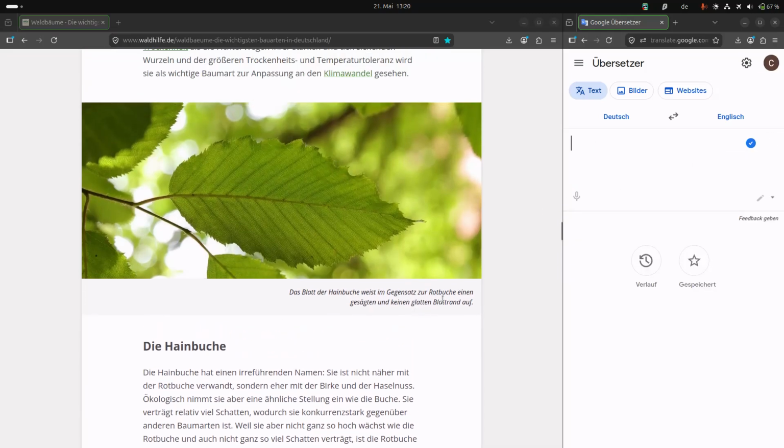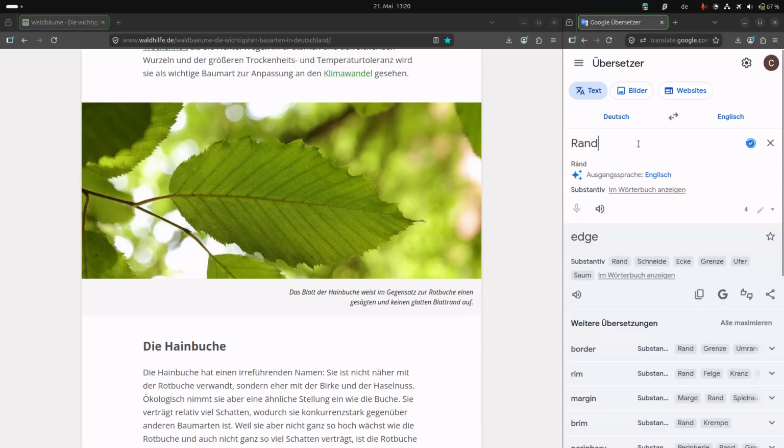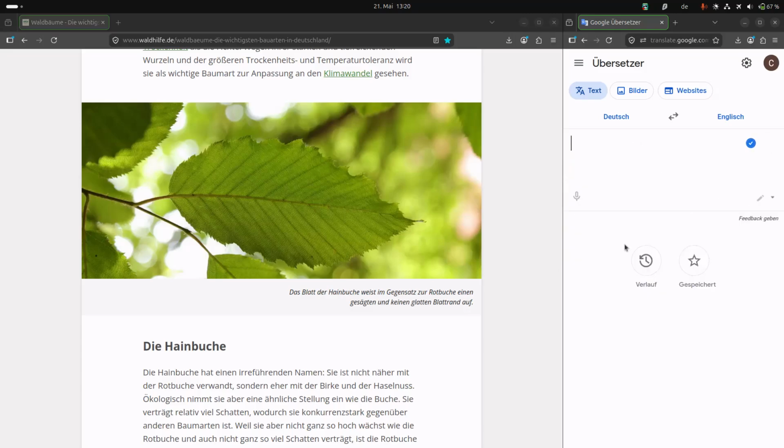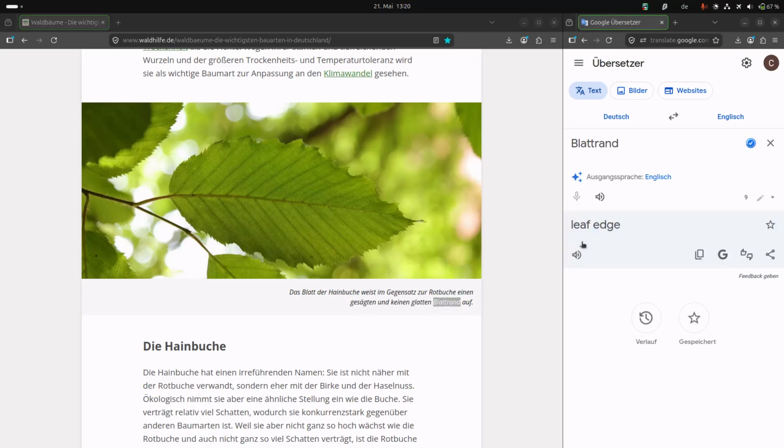And Blattrand. Blatt means leaf, we had that. Rand means edge or border. So you could say leaf edge. The leaf edge here, which you can see is kind of like a saw.